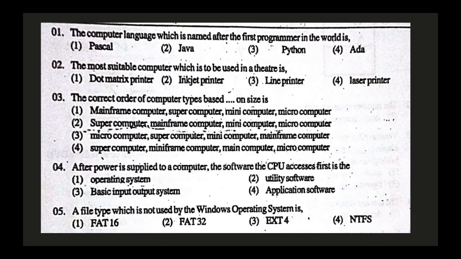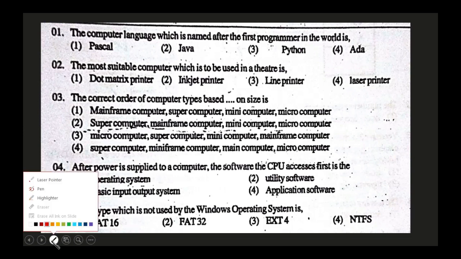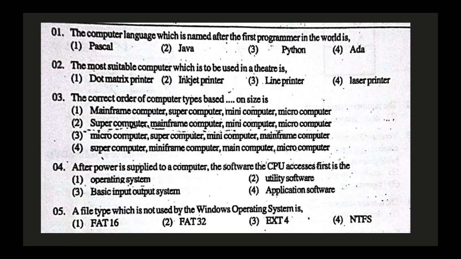Now I am going to explain these questions. This is the first one. The computer language which is named after the first programmer in the world is Ada. We know that the first programmer in the world was Ada Augusta. So to honor her, the programming language was named Ada. So this is the answer for that. I will get the pen and note it here. This is the answer, the fourth one.